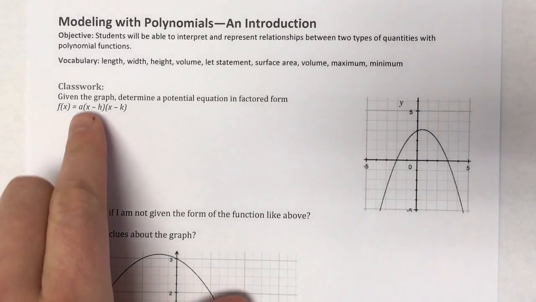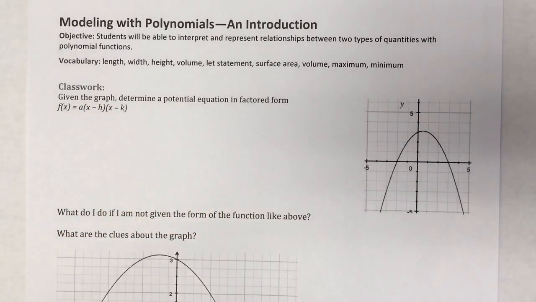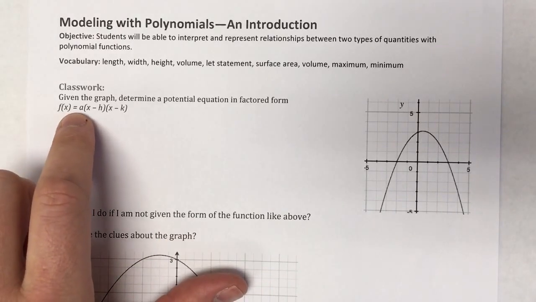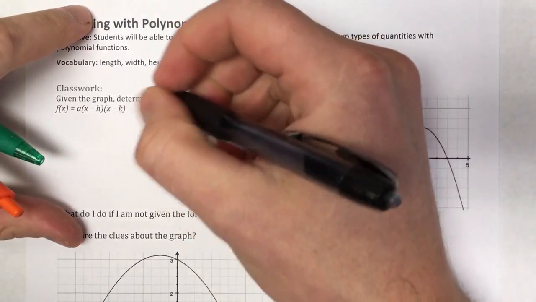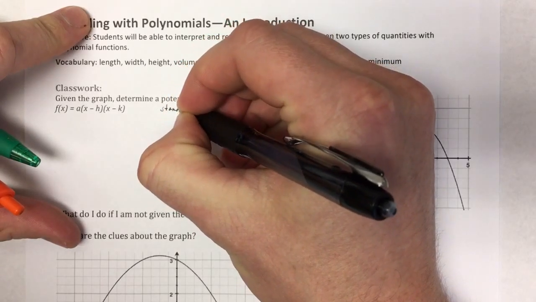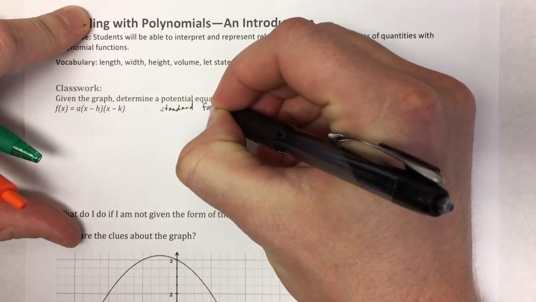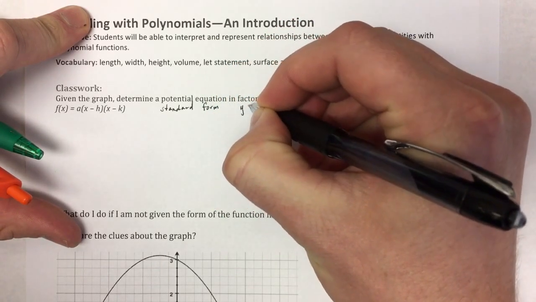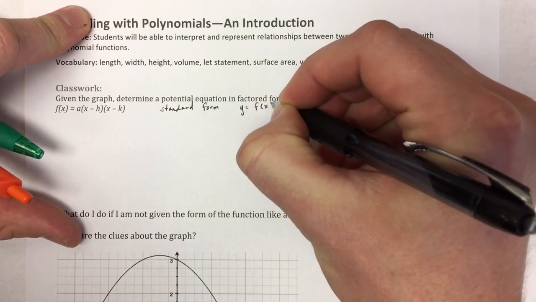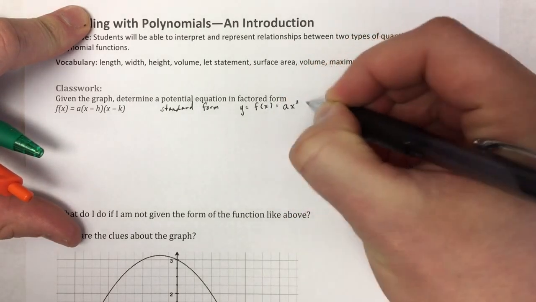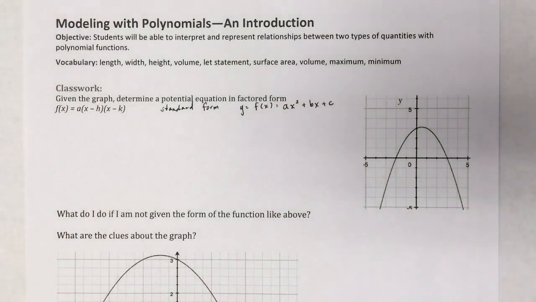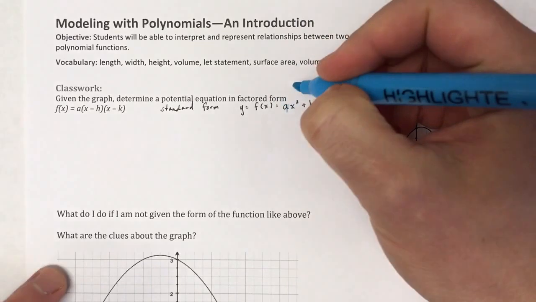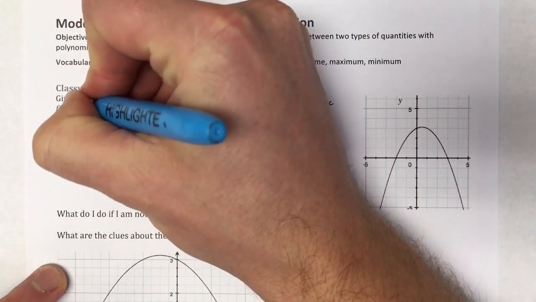And so if I'm looking at this, it says, given the graph, determine the potential equation in factored form. And they provide us with the f of x, a, and then the two factors. And this is considered factored form. It's different than standard form, so I'm just going to remind you what standard form is. Which is y, which is also considered f of x, a x squared plus bx plus c. And in truth, the a in standard form is actually the same as the a in factored form.